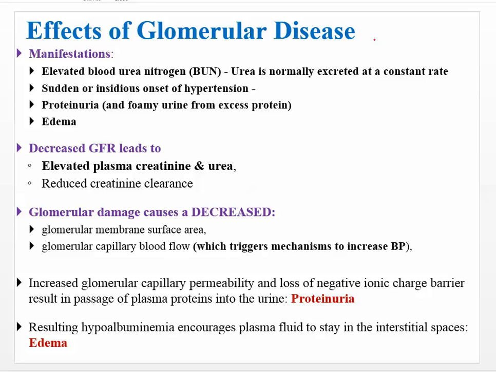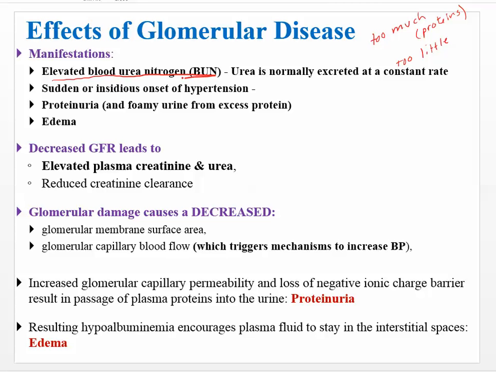Now, with glomerular disease, you can have either too much being allowed through, which means something like proteins are getting through that shouldn't, or too little is getting through. It all depends on the characteristics of whatever disease it is that we're talking about. So one thing we might see is elevated blood urea nitrogen.